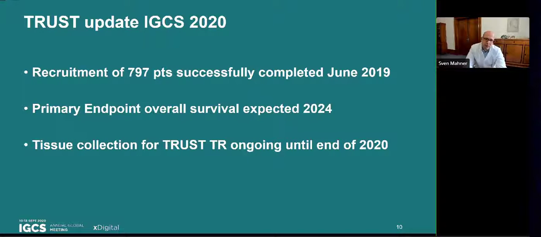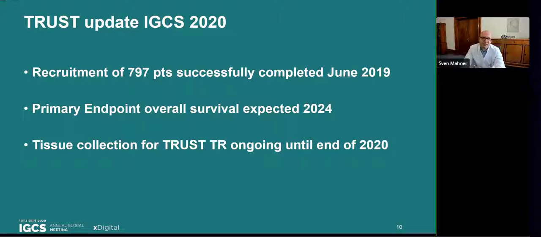So if we want to wrap up the current status of the study, the most important point at this moment is that tissue collection is still ongoing until the end of this year. We have a couple of hundred patients already registered for the translational project and tissue collected, but I'm sure in the audience, at least one representative of each participating center of the TRUST study is present at the moment. So to those of you who already sent the samples, thanks a lot. And to those of you who are still planning to send the samples, please hurry up.